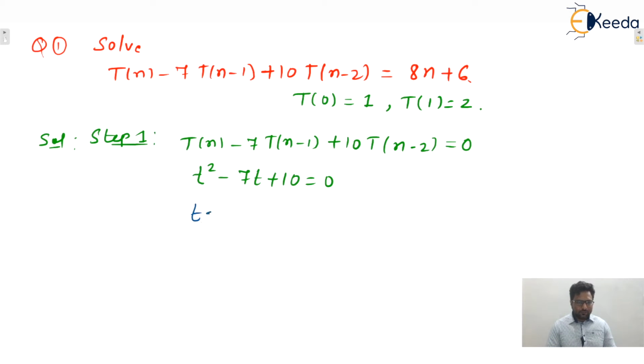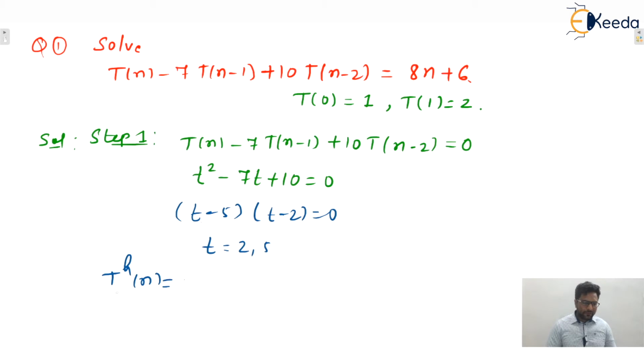So here the roots will be what? The roots will be 2 and 5. So what will be the homogeneous solution? T_H of n, isn't it? That can be written like that or not? C1 into 2 raised to power n, plus C2 into 5 raised to power n. Yes or no? That will be the homogeneous solution, isn't it? Okay, now we'll see step 2, isn't it?